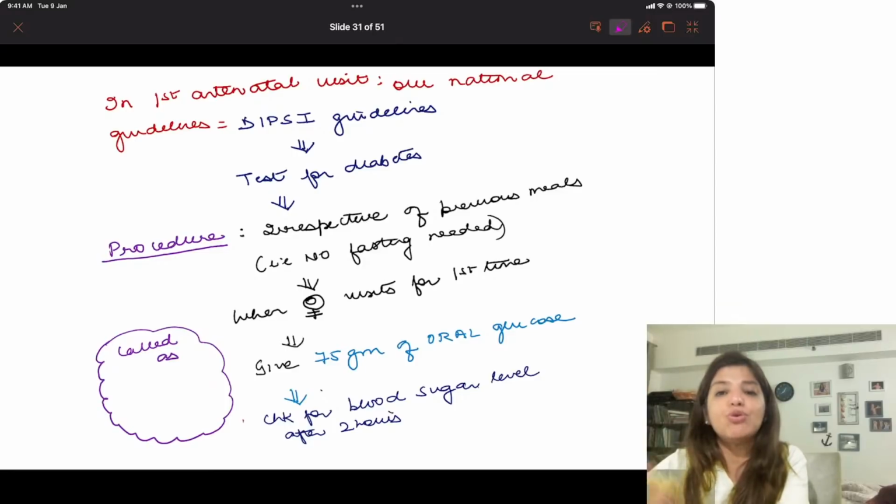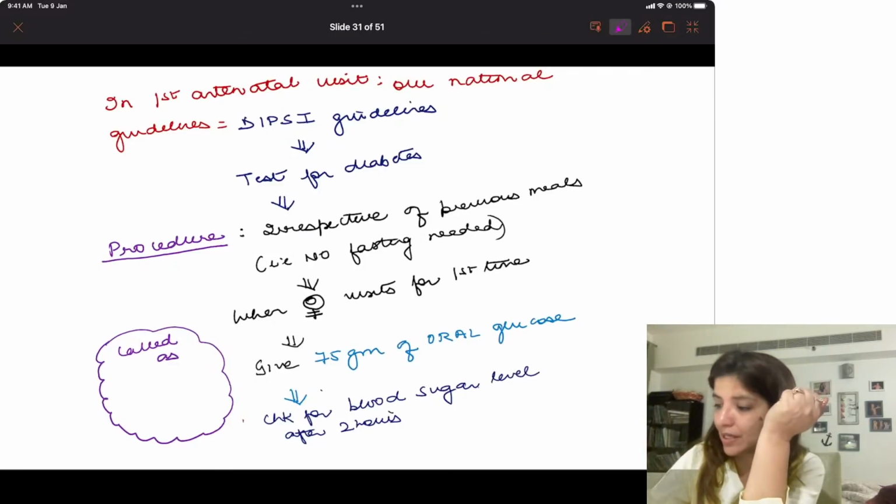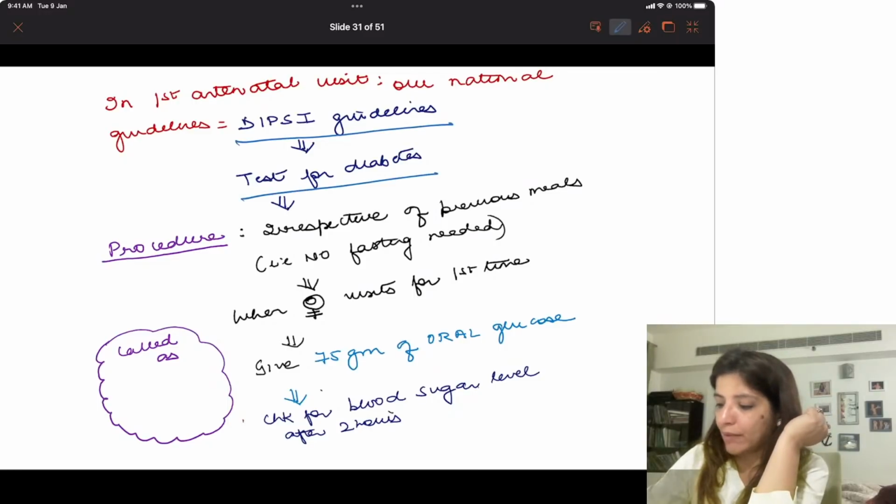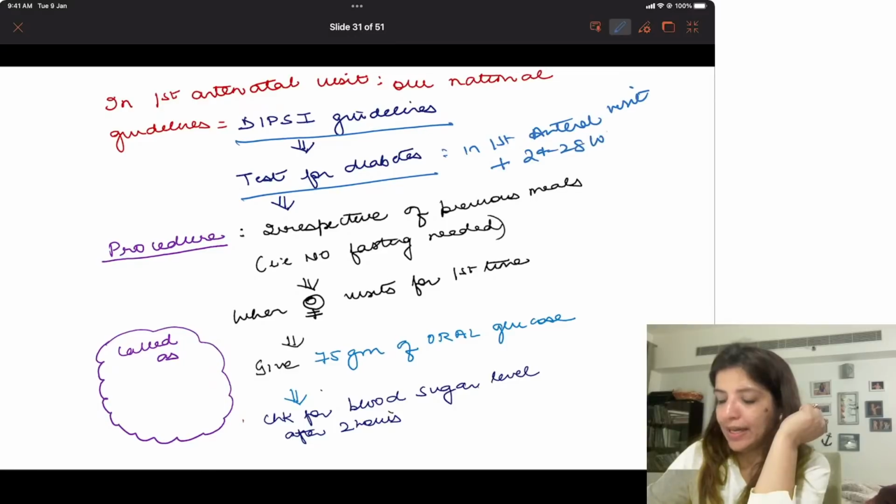Single test I'm going to do in the first antenatal visit, and then again I'm going to repeat it at 24 to 28 weeks. Right, so that is what DIPSI guidelines say, that you have to test for diabetes in the first antenatal visit and plus again between 24 to 28 weeks.